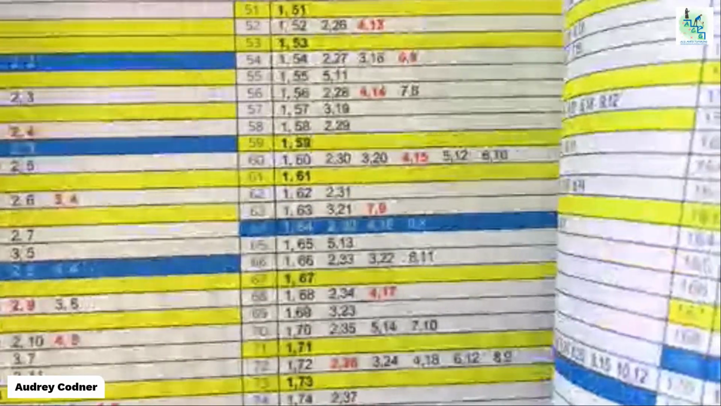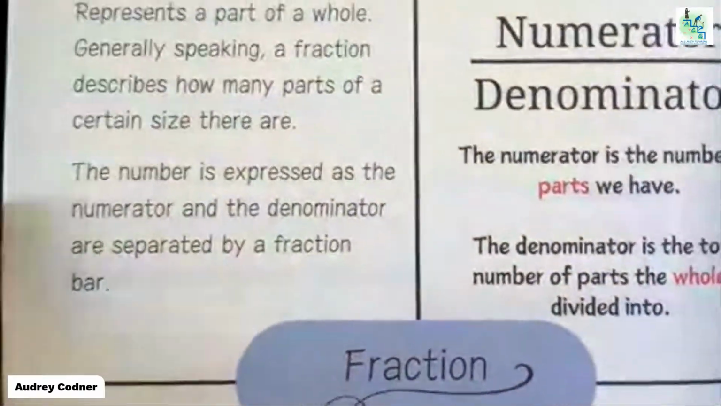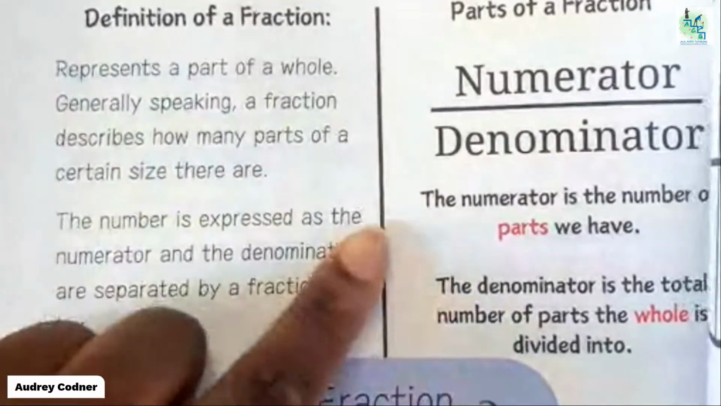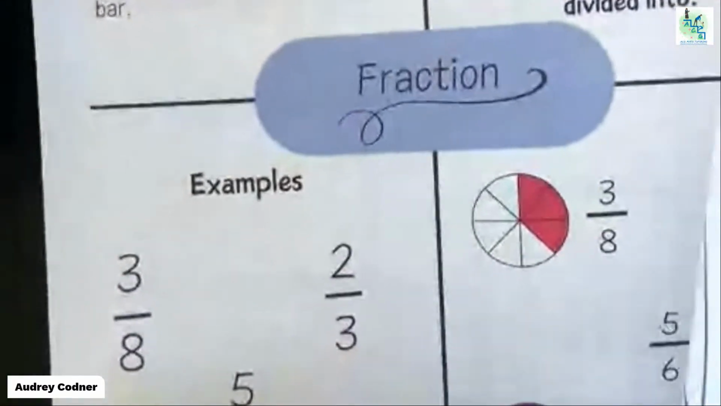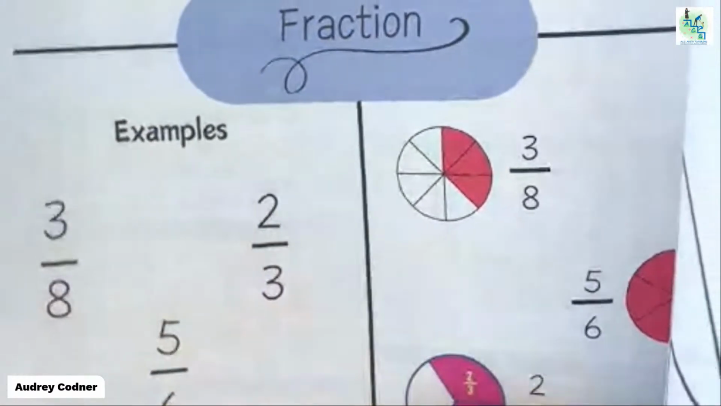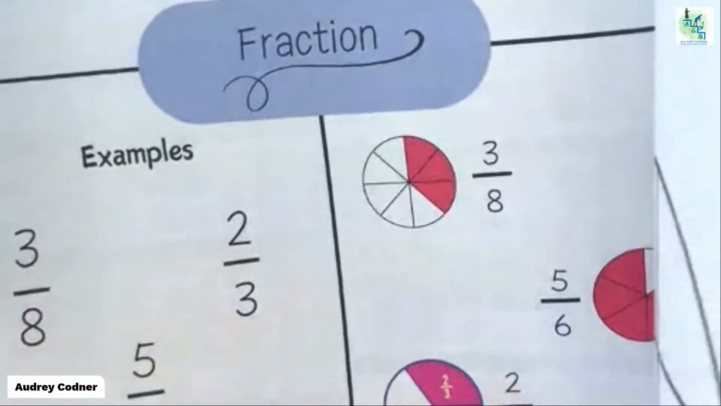They also have a factor sheet from 1 to 200. Then they also have something dealing with fractions. What is the definition of a fraction? What are the parts of a fraction? Also looking at the examples of what it looks like in its rare form. What would it look like as a circle graph? Then we had a couple others.